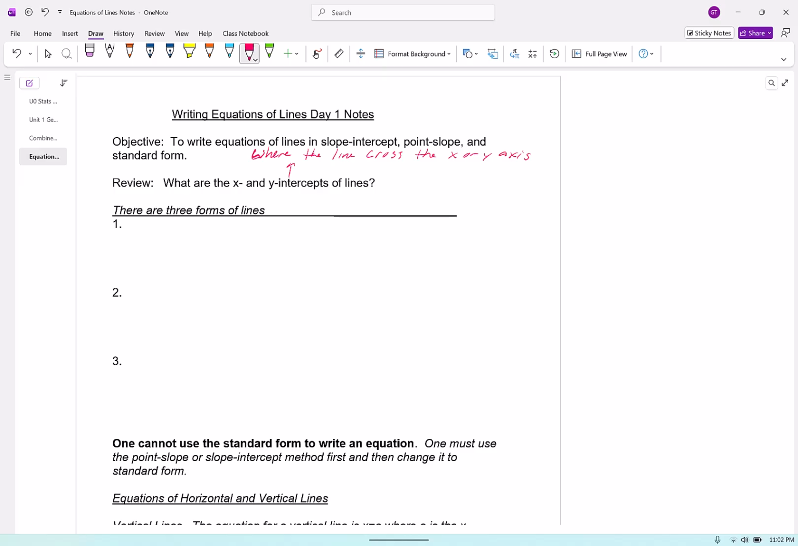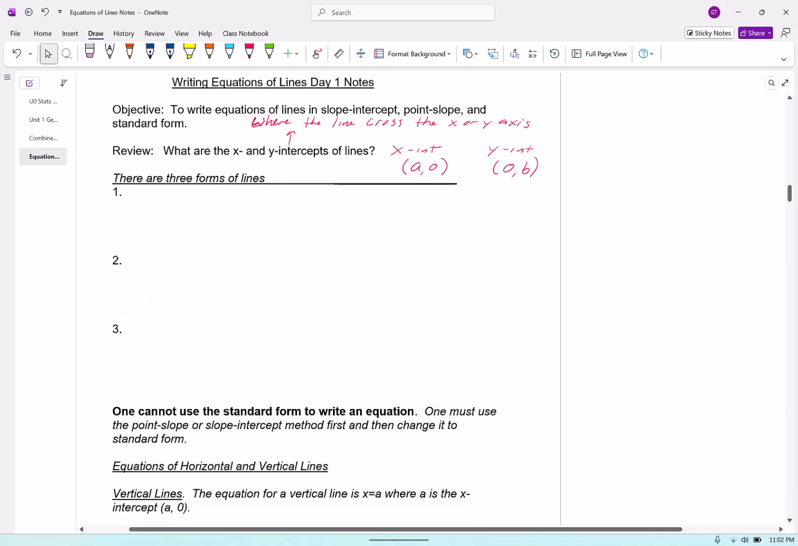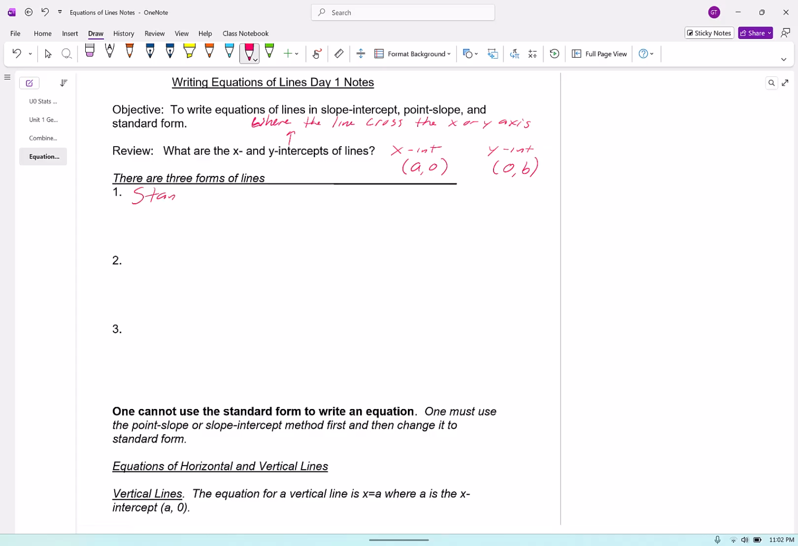All right. And so we'll see with the x-intercept, we might call this (A, 0). For the y-intercept, we're going to call this (0, B). Now you might wonder what the A and B is for. That's for these different forms for the line. So the first one we're going to do is known as the standard form.